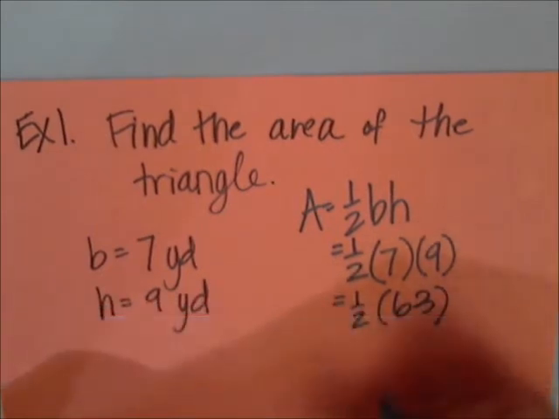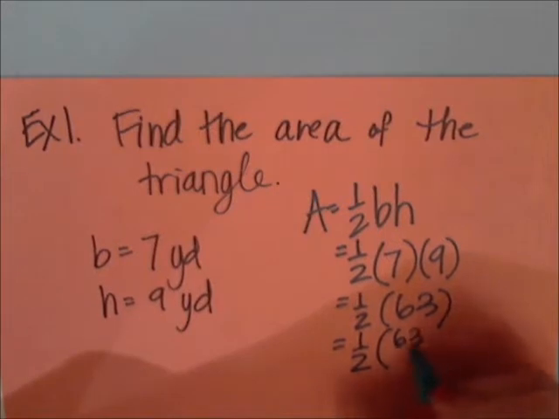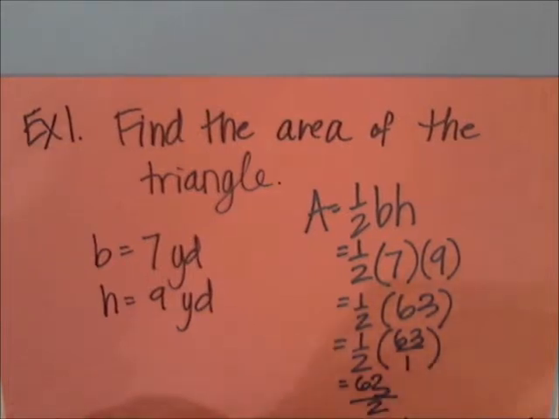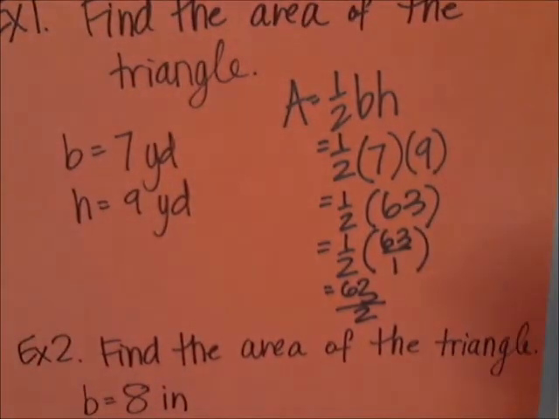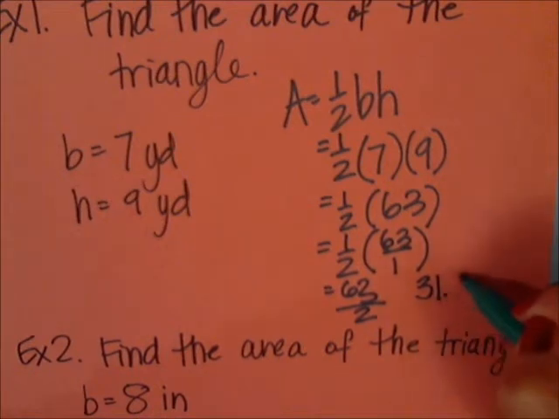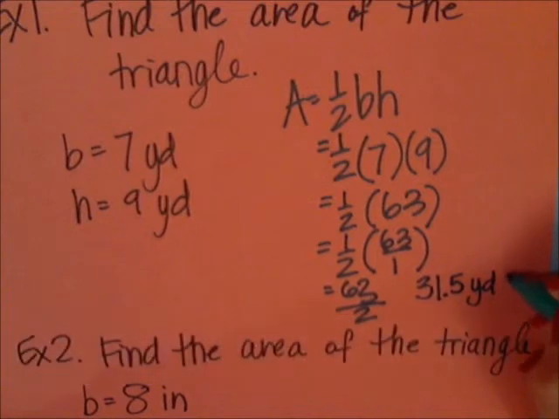All right, and then half times 63. I'm going to multiply 1/2 times 63, and I get 63 over 2. And I'm just going to go ahead and make that 31.5 yards squared.